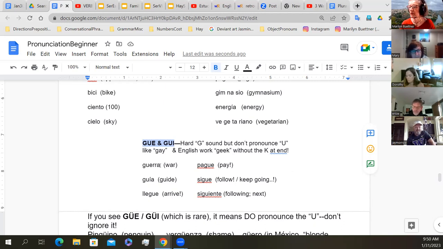So we get words like the word for war, guerra. Okay. We get words like guide, guía. We'll take a look at this one. Pague. Get a word like this, which is used for directions. If somebody says, keep going straight, they use this word. Sigue.